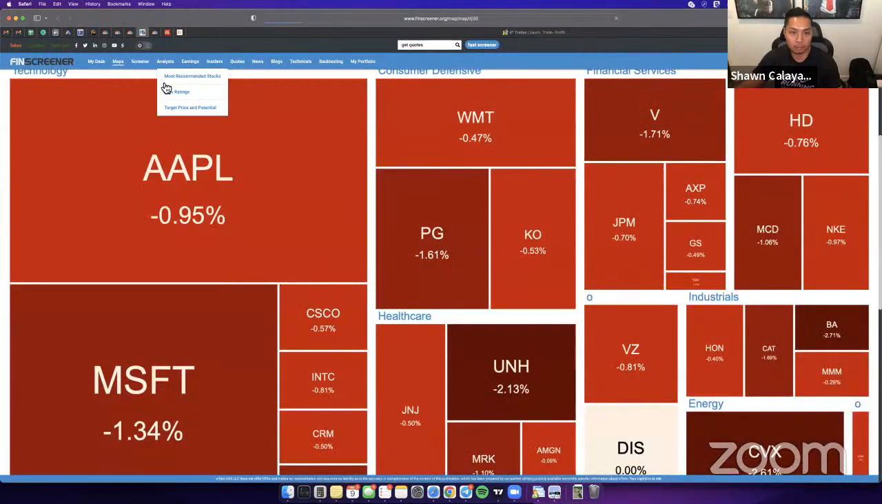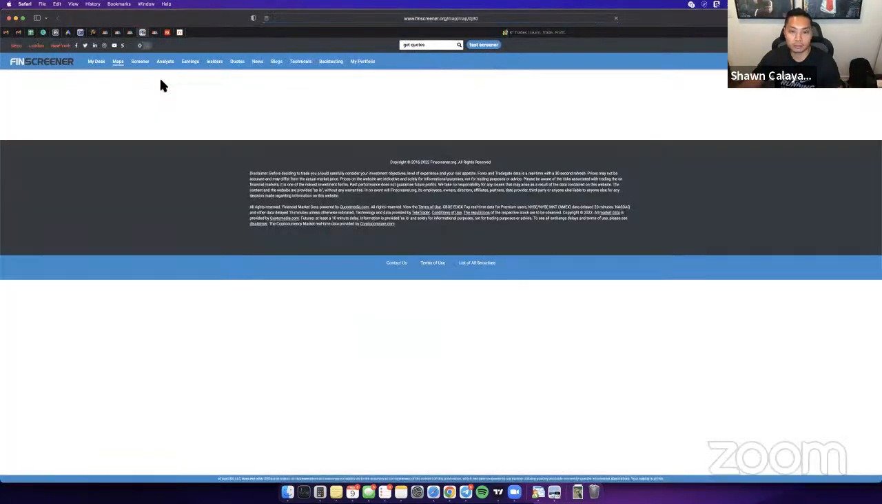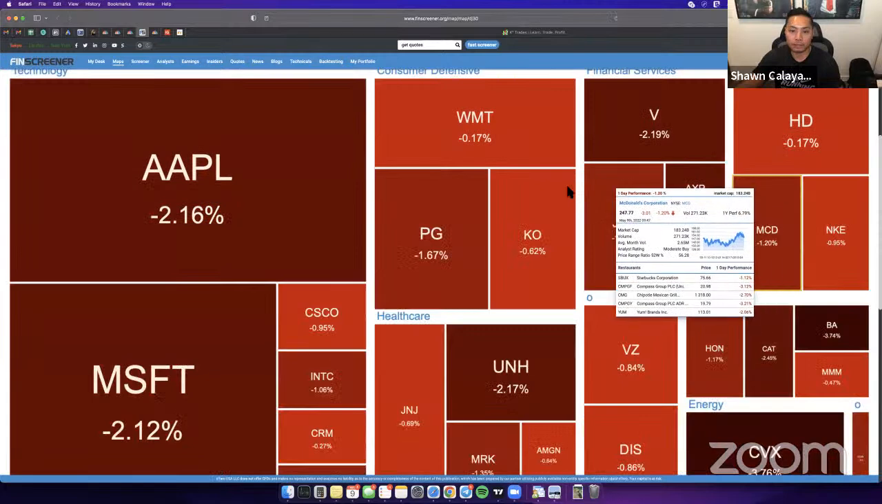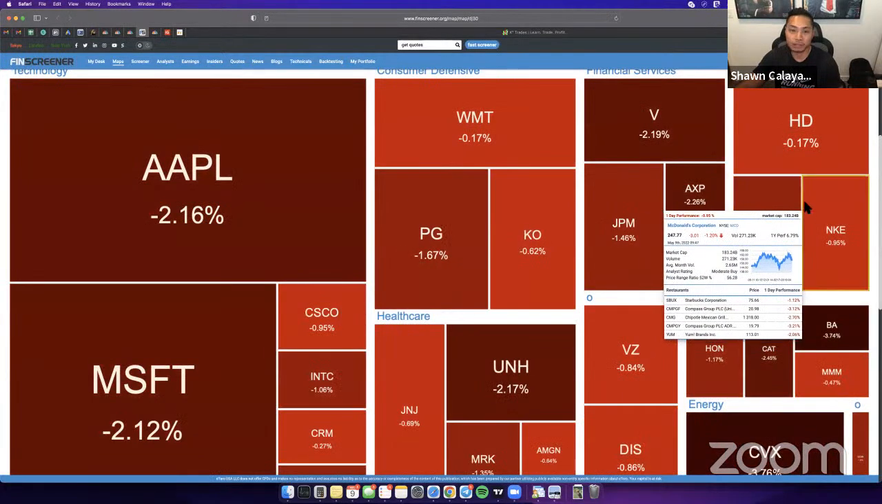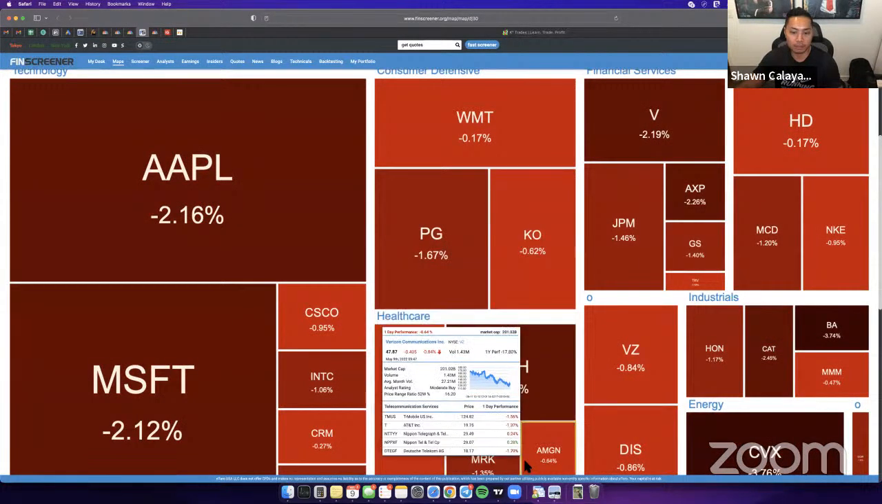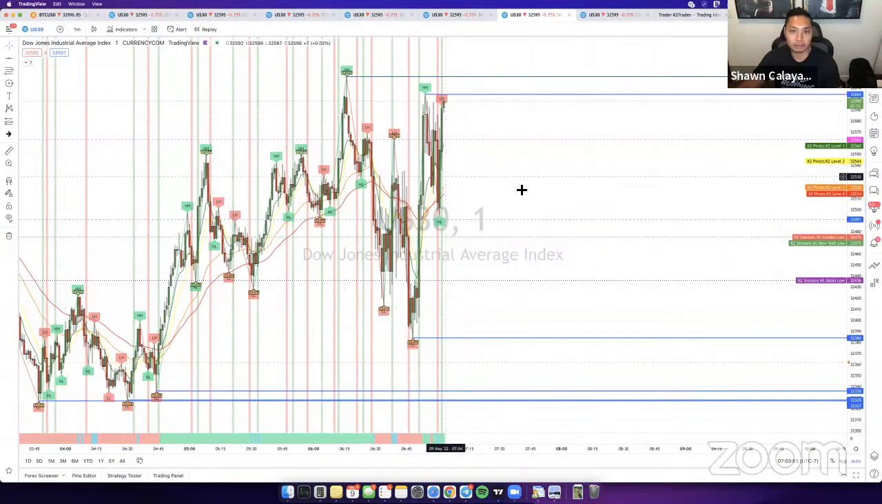Looking at the heat map over here, refresh this. Everything here is red. So nothing here has changed, guys. We're still looking for sells. It's just a matter of time until price comes back down.